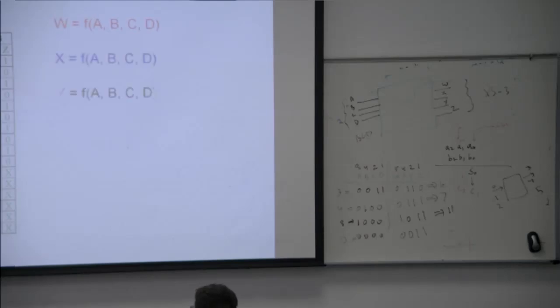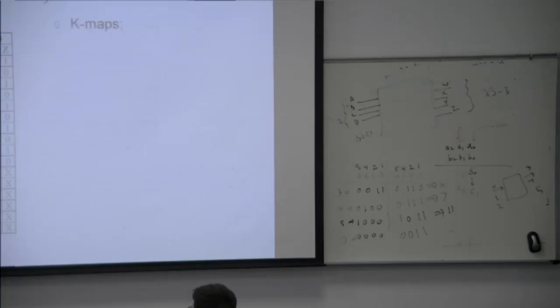X is a function of ABCD. Y is a function of ABCD. Z is a function of ABCD. How many Karnaugh maps do you need? 4. How many ones? Depends on the function. How many don't cares? 6. In all cases we have 6 don't cares. Got it? Now we do the logic minimization.